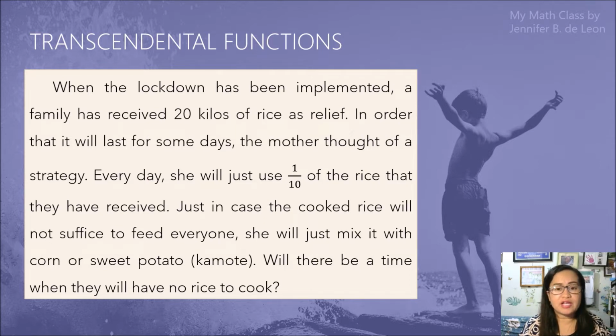When the lockdown has been implemented, a family has received 20 kilos of rice as relief. In order that it will last for some days, the mother thought of a strategy. Every day, she will just use 1/10 of the rice that they have received. Just in case the cooked rice will not suffice to feed everyone, she will just mix it with corn or sweet potato. Will there be a time when they will have no rice to cook? To be able to solve this problem, let us illustrate using a table of values.